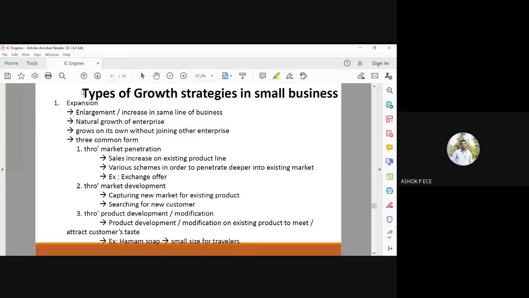See them one by one. So the first growth strategy is expansion, the enlargement or increase in the same line of business. One product I am manufacturing means I'm going to increase in the industry. I'm going to increase the number of business units to manufacture the same product. So it is going to be the natural growth of the enterprise. It is the default growth any enterprise can have. It is growing on its own without joining hands with other enterprises.